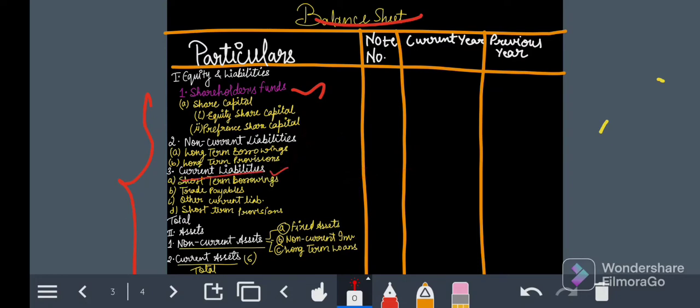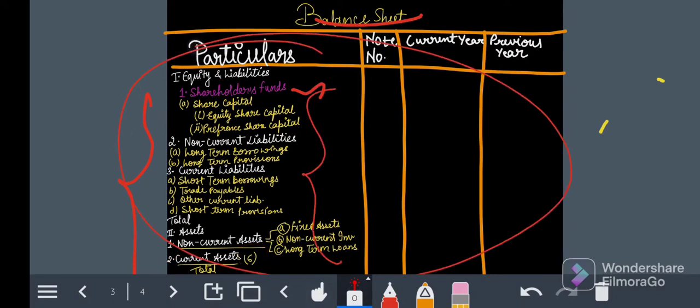Then current liabilities is another main head under the column equity and liabilities. You have four subheads: short-term borrowings, trade payables, other current liabilities, and short-term provisions. Then you have the total. Then on the asset side, you have non-current assets and current assets. Non-current assets has three things: fixed assets, non-current investments, and long-term loans. Then current assets has six items that I haven't talked about here, which we will be covering soon. Okay, so this is going to be the format for the balance sheet.